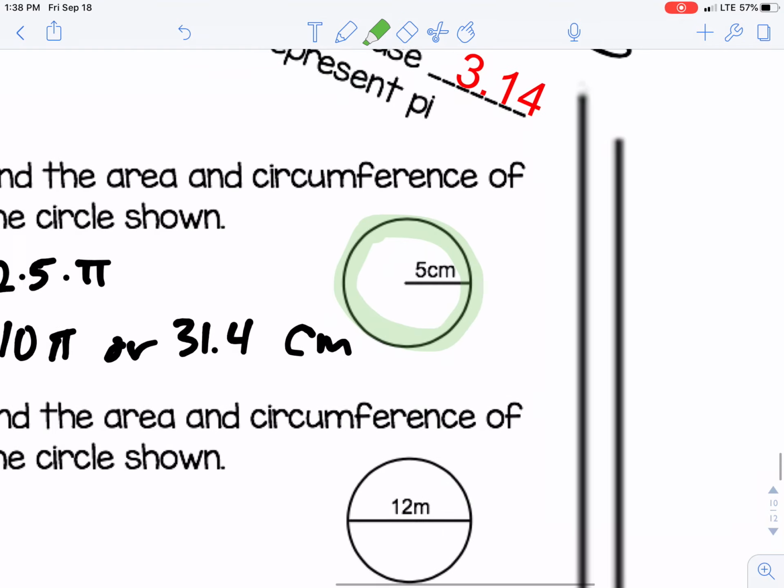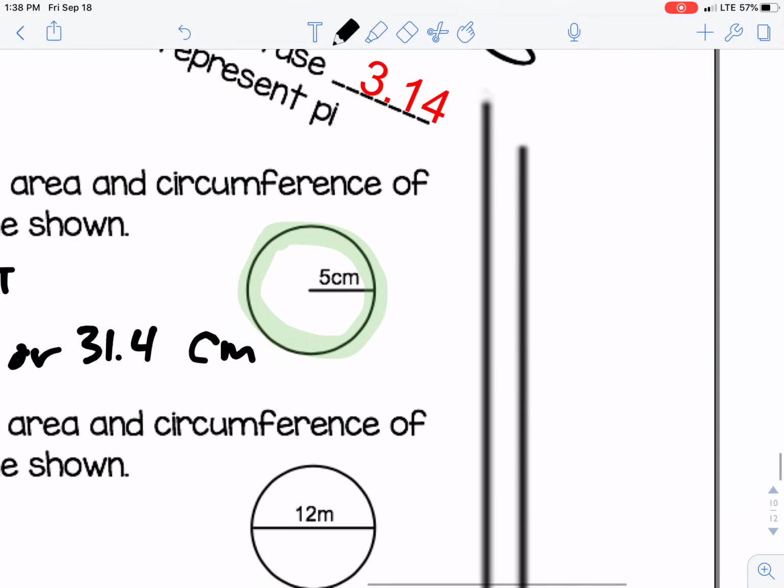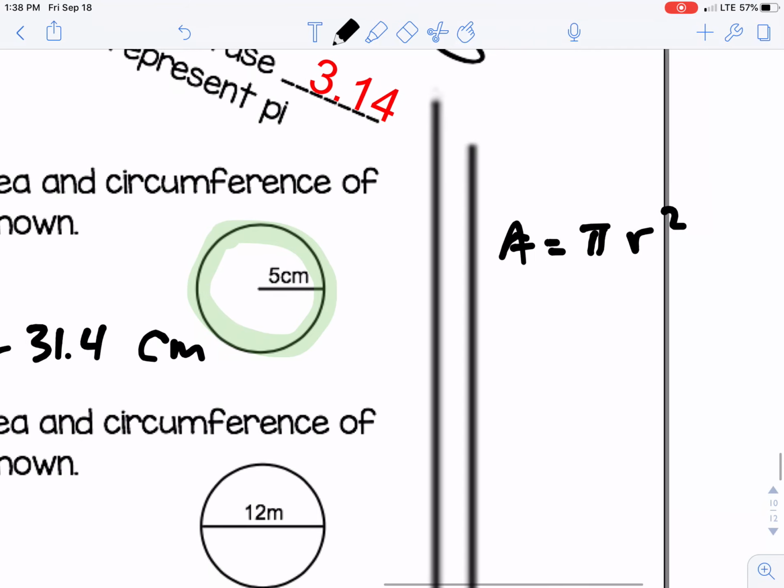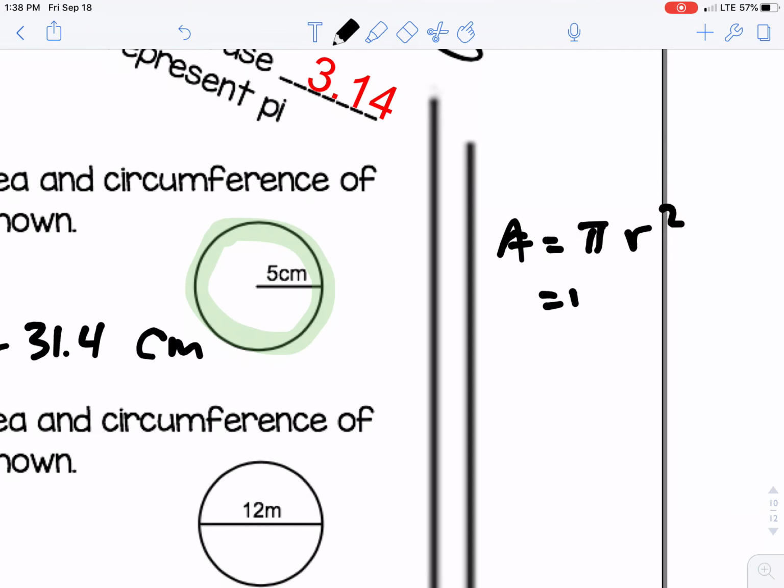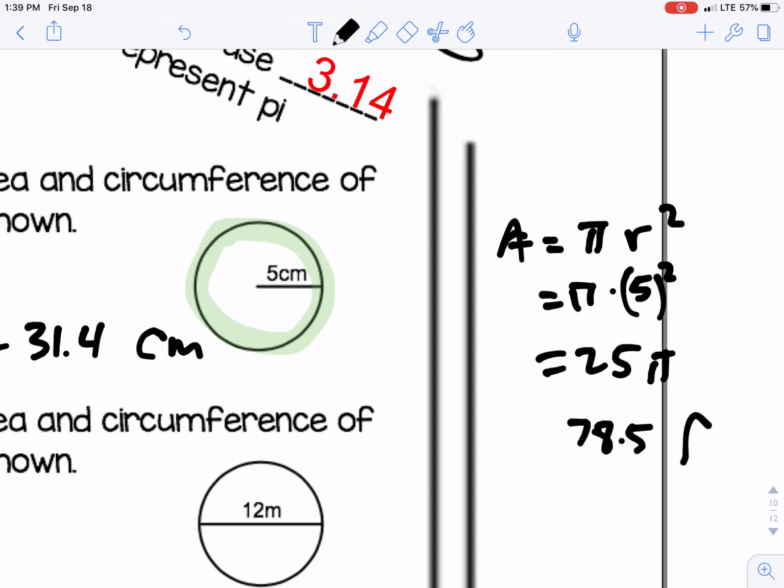Okay? How do I find the area then? Area is equal to pi times the radius squared. So we got pi times 5 squared, which is 25 pi. Or multiply 25 times 3.14, and you get 78.5, and we're in centimeters, not feet, centimeters squared.